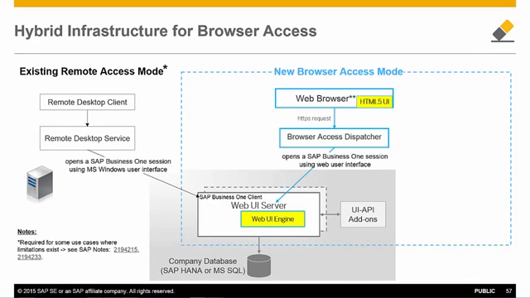Instead of using the existing remote access via a remote desktop service or Citrix, browser access is only accessible through a web browser and leverages the Browser Access Dispatcher to start an SAP Business One client session in Web UI Server mode, using specific start parameters for the SAP Business One client. This will display the SAP Business One user interface not through the underlying operating system but through a web interface engine, which will render the user interface in HTML5 format to be consumed by supported web browsers.